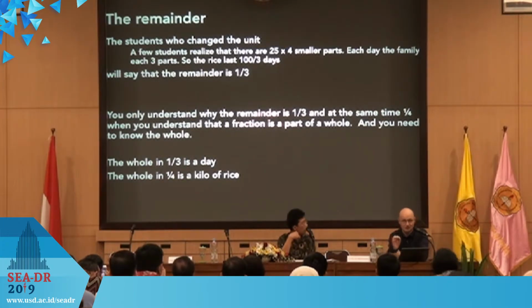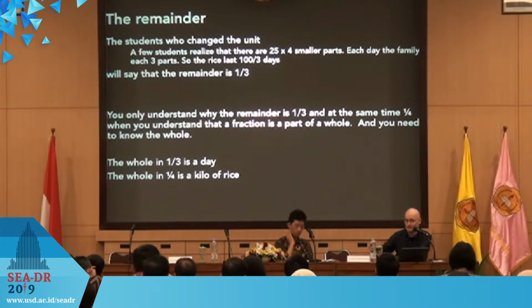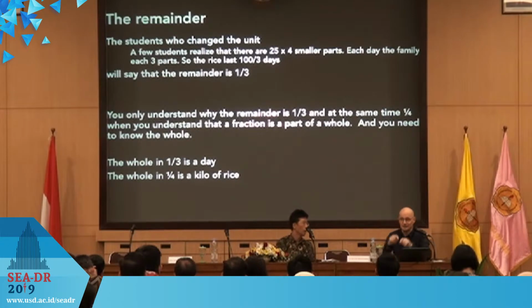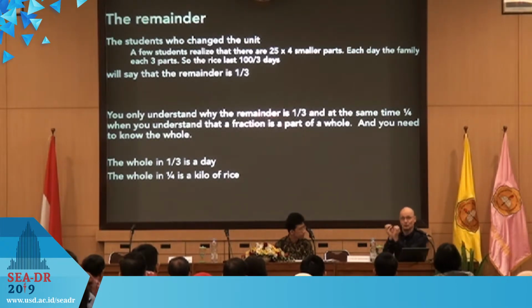And the solution is not in the number, the solution is in understanding what is that quarter or what is that third. It's a quarter of a kilo of rice and it's a third of a day. And so they both are equal, because a quarter of a kilo was the same as a third of a day. In this context, a quarter is a third. And you can only understand that when you understand that fractions are not just a number, fractions are a part of a whole. And fraction only makes sense if you know what the whole is. And so it allowed children in a very natural way to develop a better understanding.